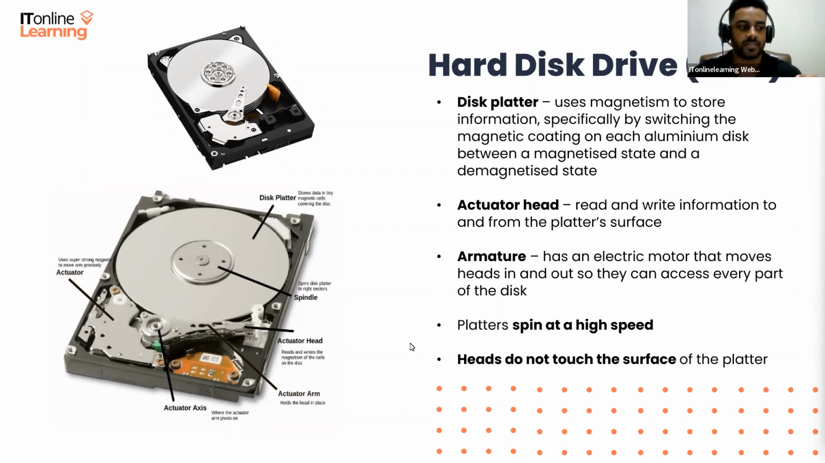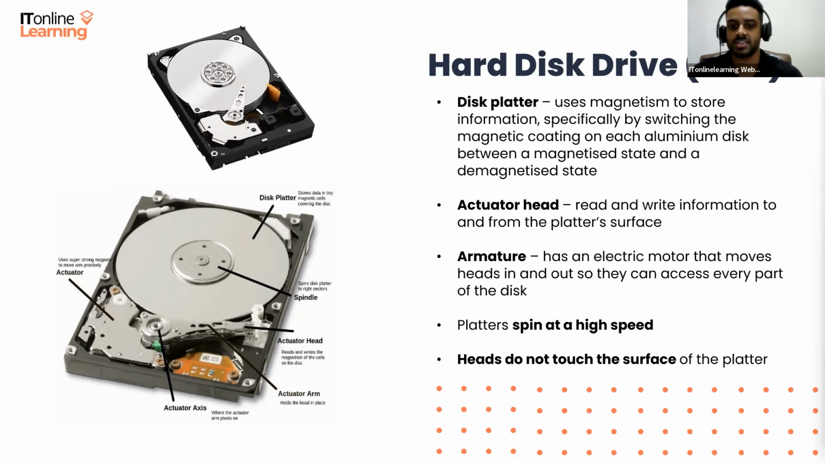Over here, we have our actuator head. It's the actuator head or read-write head, whichever you prefer to call it. These heads read and write information to and from the platter surface. Data is stored on both sides of the platter, so there's a head on the bottom and the top of each disk. The heads are connected to this armature right over here, which has an electric motor that moves the heads in and out so that they can access every part of the disk.